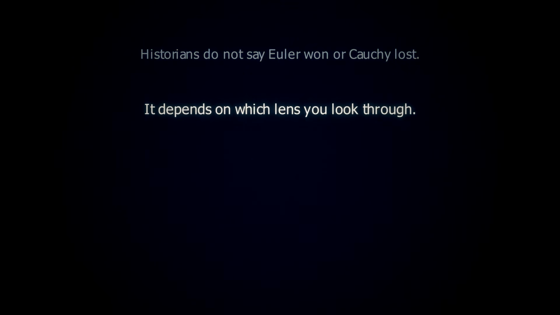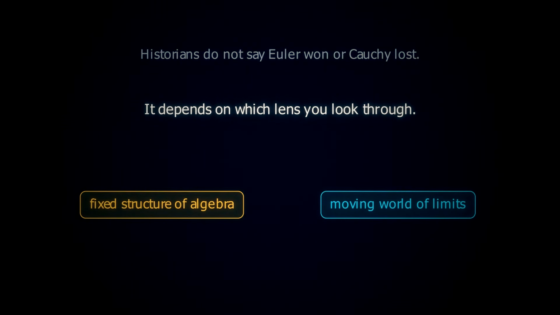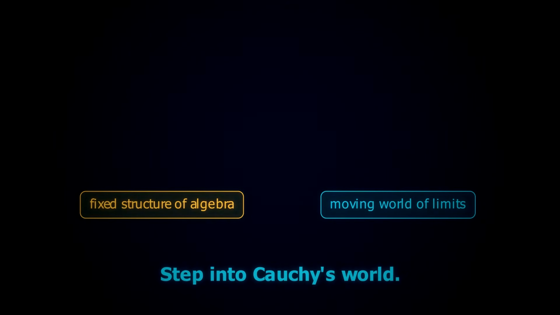Historians looking back at all of this today usually frame it differently than you might expect. They do not say Euler won or Cauchy lost. They say this argument was the moment mathematics discovered that truth here depends on which lens you are looking through, the fixed structure of algebra, or the moving world of limits. So why would Cauchy, a mathematician obsessed with precision, dig in against a rule that looked so clean? To understand that, you have to step into his world, the world of things that are always moving.